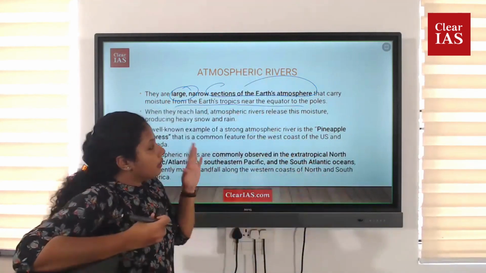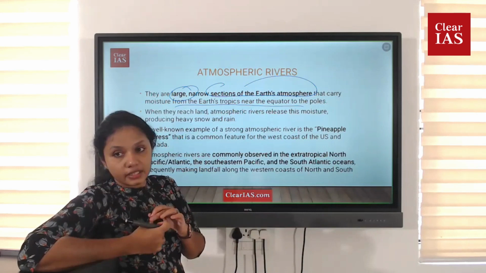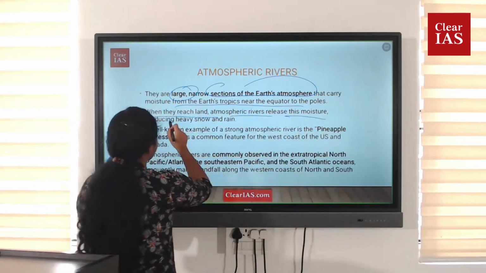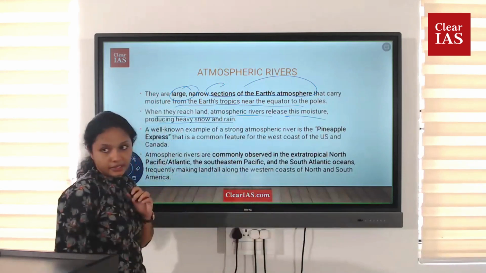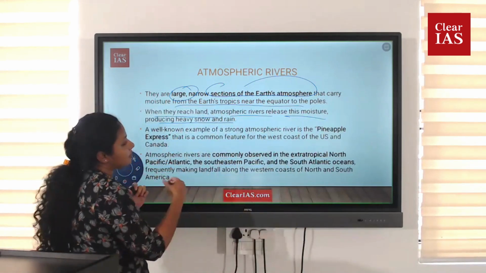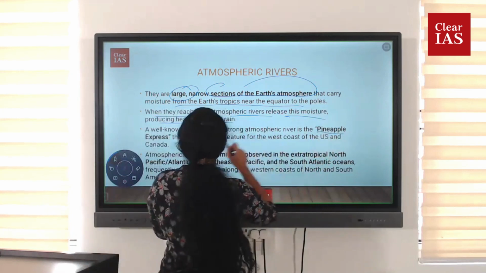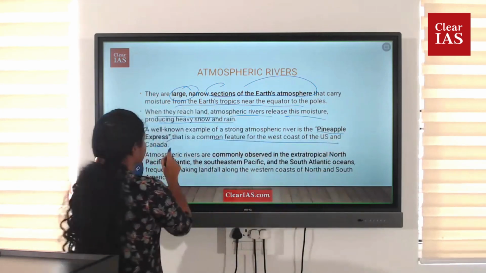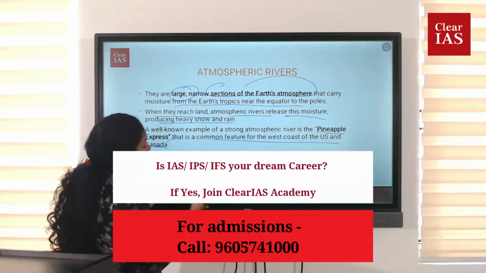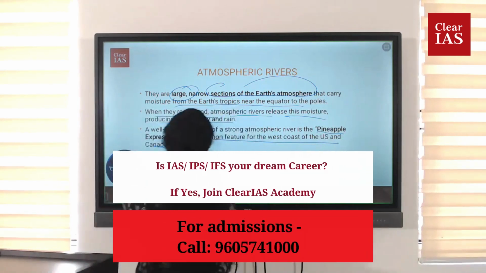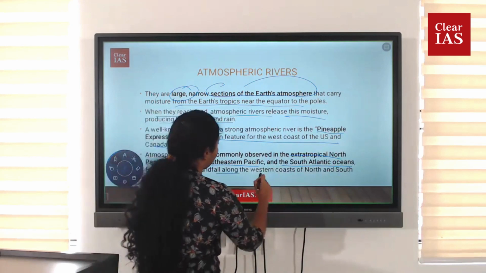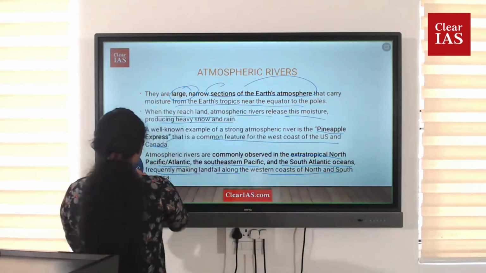Similarly, when atmospheric rivers from the tropics reach the land, they release this moisture, producing heavy snow and rain. A well-known example of a strong atmospheric river is the Pineapple Express. That is a common feature for the west coast of the US and Canada. Atmospheric rivers are commonly observed in the extratropical North Pacific, North Atlantic, South Pacific and South Atlantic Oceans, and frequently make landfall along the western coast of North America.